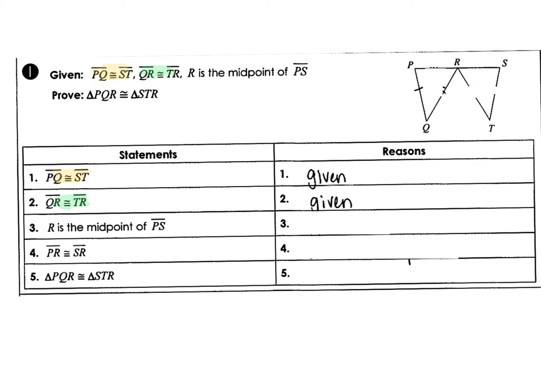And then on your figure, you want to actually mark it. So if PQ is congruent to ST, you want to mark it. If QR is congruent to TR, you want to mark it. And so not only do you want to write it down in your proof, you want to mark it on your figure so that you can visually see what's congruent. All right? R is the midpoint of PS. Well, why do we know that? It's also given.